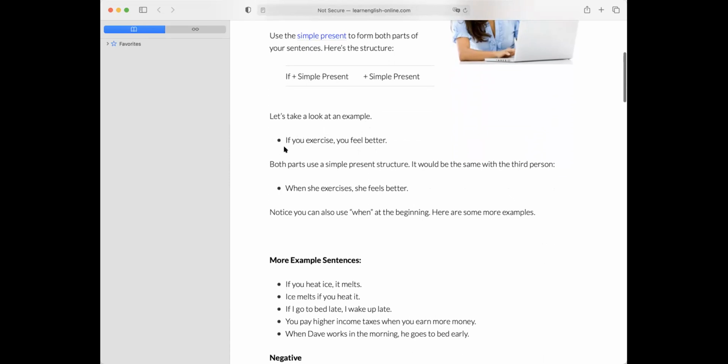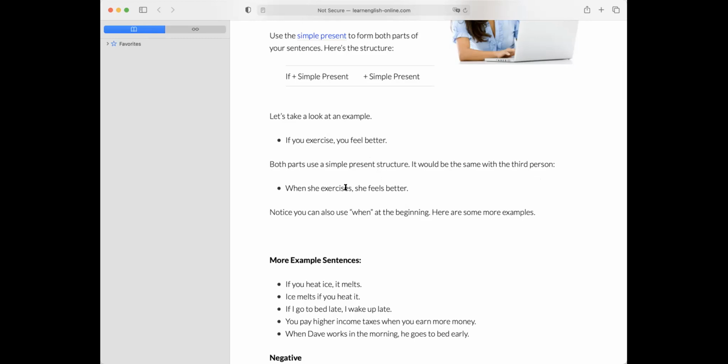It becomes a habit. It's used for zero conditional. Both parts use a simple present structure. It will be the same with the third person. Entonces, en las dos partes utilizamos la estructura del presente simple y sucederá lo mismo cuando hablamos de una tercera persona. Entonces, recuerden las spelling rules in the verbs.